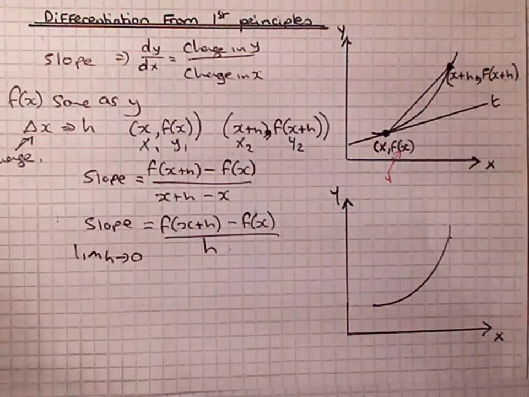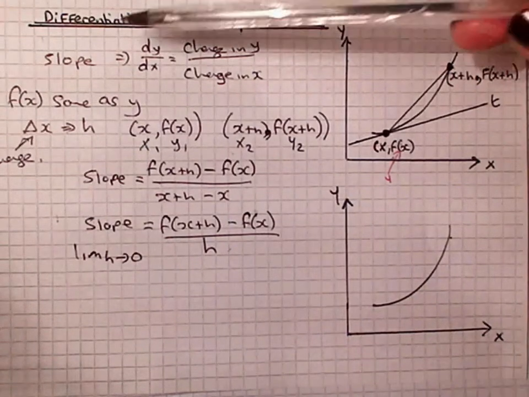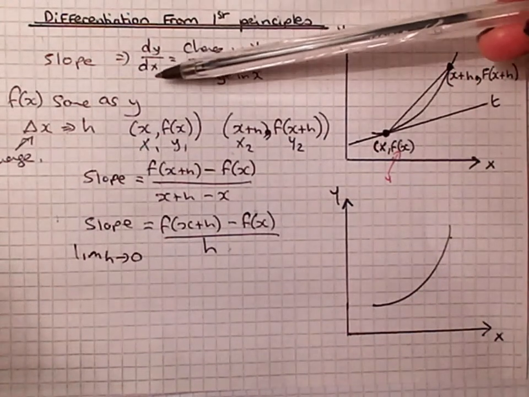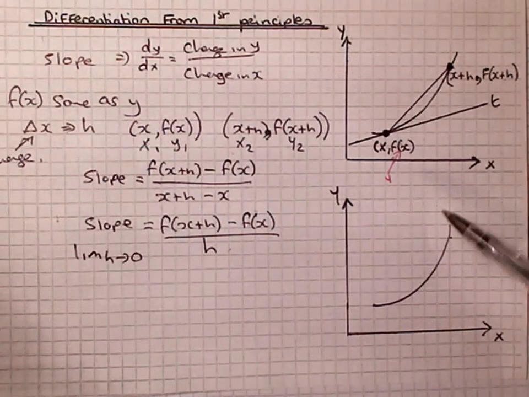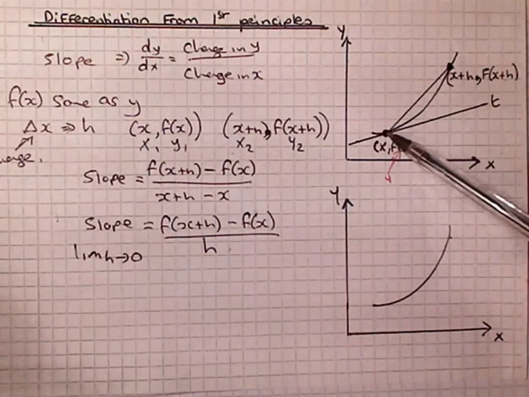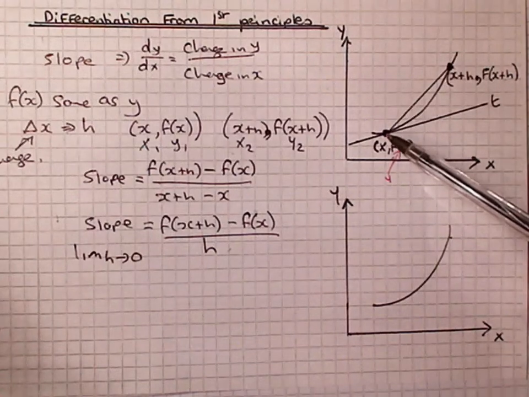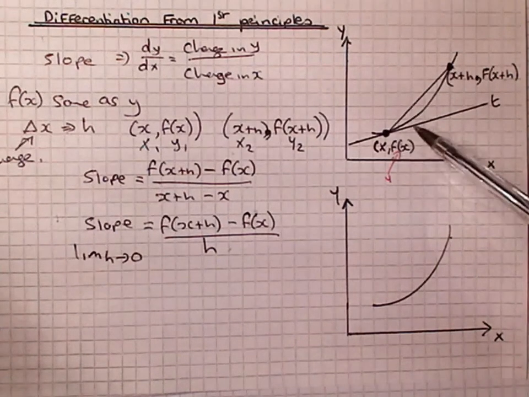So, Leibniz's notation, higher level differentiation from first principles. As discussed, the slope is the change in y with respect to the change in x. If you look at the graph over here, we have our curve. And remember, we want to try and find the slope of our tangent.